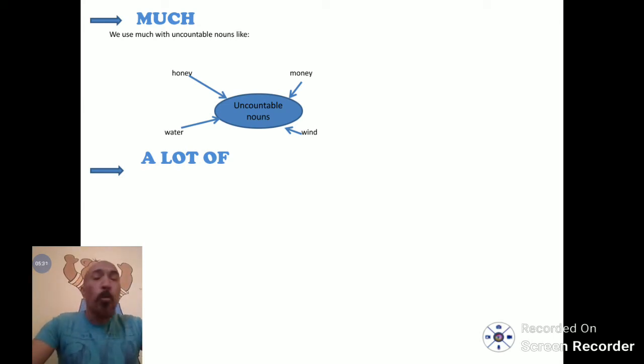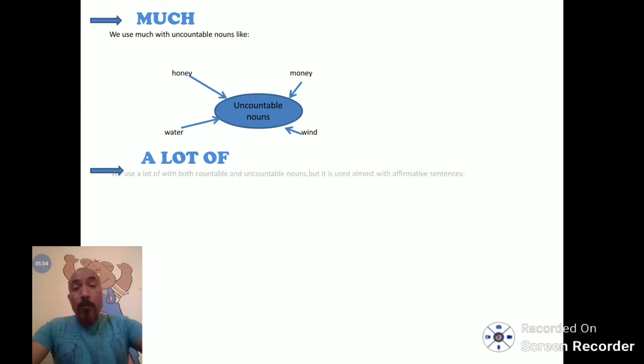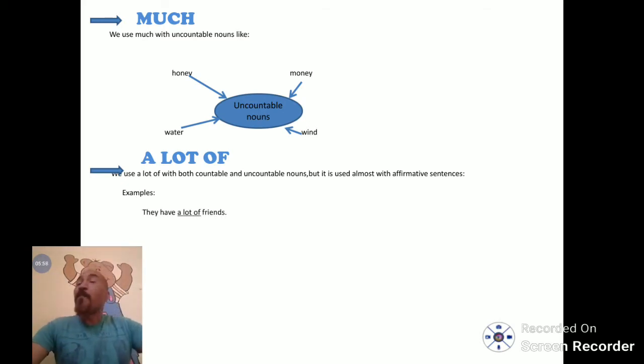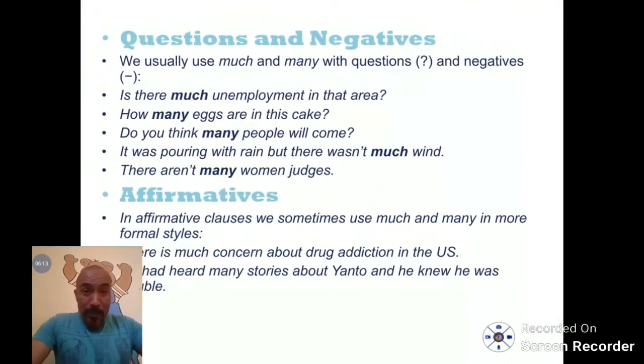Now we are going to see when we use a lot of. We use a lot of with both countable and uncountable nouns, but it is used almost always with affirmative sentences. This does not mean that we cannot use it with negatives, but we use it mostly with affirmative sentences. Examples: they have a lot of friends, I have a lot of money, or I have a lot of time. In these sentences, we notice that we can use it with countable and uncountable nouns.